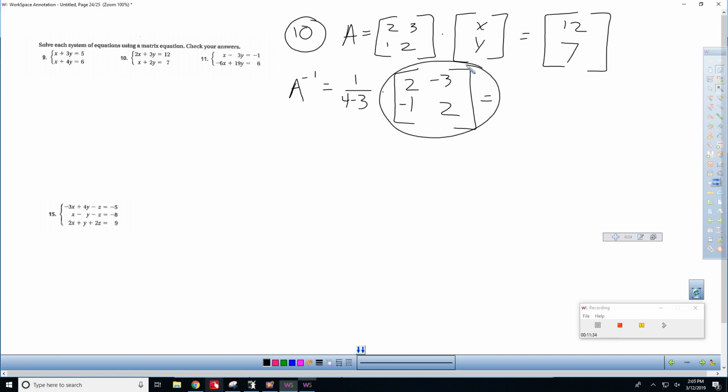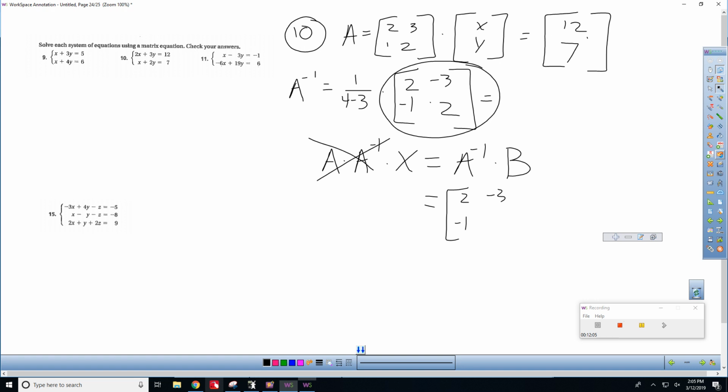So what would we do? Let's do A times A inverse times X equals A inverse times B. That's going to be gone, and we know that X is going to be this, A inverse times this, B. So it's 2, negative 1, negative 3, 2 times 12, 7, row by column, row by column.